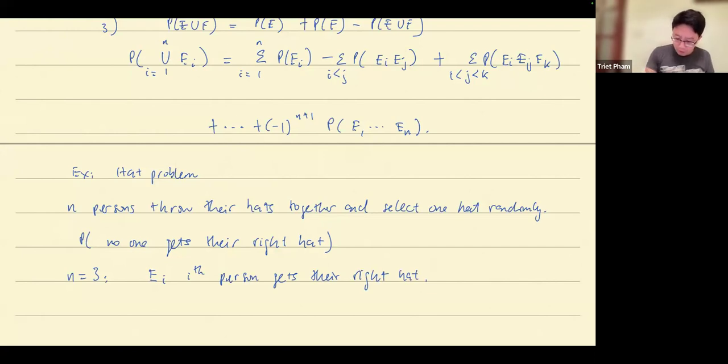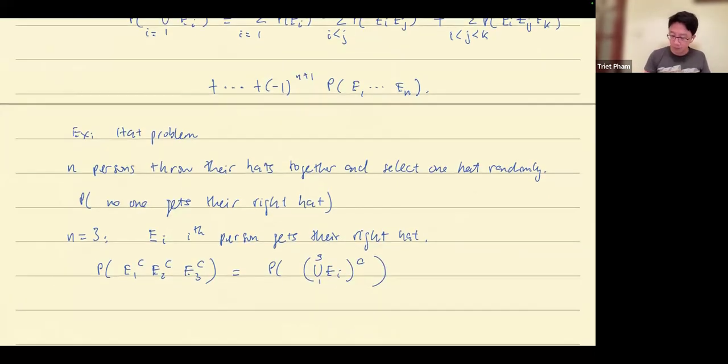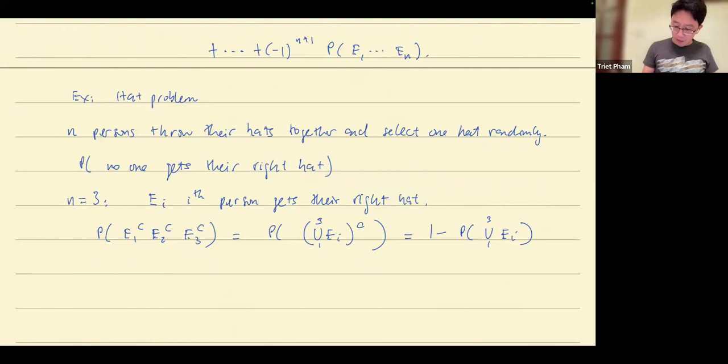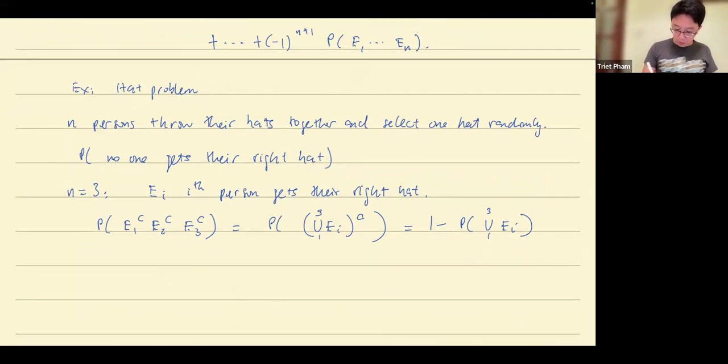And so the event we're interested in is the probability of E1 complement, E2 complement, E3 complement, because that would be the event that when n equals 3, no one gets the right hat. And so the first thing we do is use De Morgan's law to turn it into a union. And then use the first consequence that we listed above: the probability of a complement is 1 minus the probability of the event. And then now use the inclusion-exclusion formula to do this.